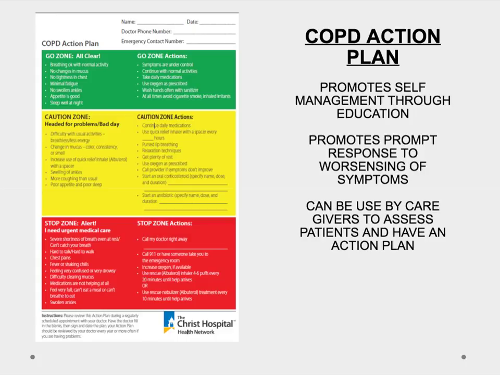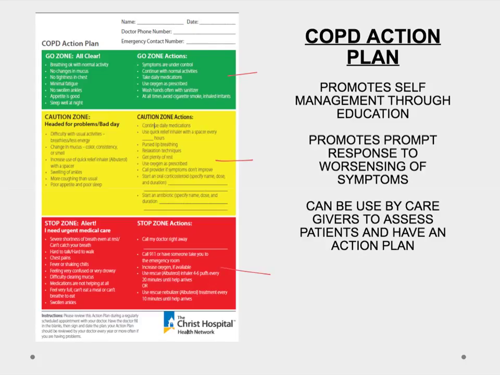This is just an example of a maintenance plan for a patient with COPD. This is what's used by the Christ Hospital Health Network. You might see other facilities use a different type of maintenance program, but it's a teaching tool for your patient. They basically tell them to check themselves every day. Are they in the green zone? Are they in the yellow zone? Or are they in the red zone?